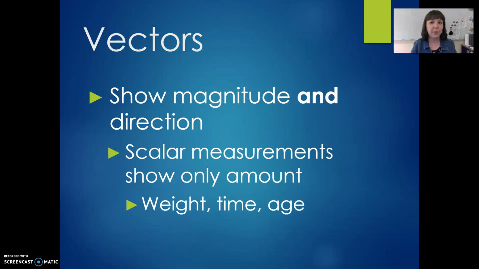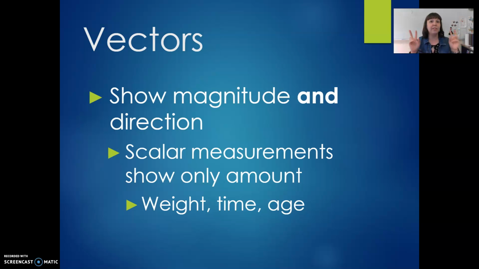So these vectors that we talked about, they can show the magnitude and the direction. Now, magnitude is just a fancy word for amount. They can show the amount of travel that we have, and they can show us the direction, how far we went. Now, the other type of measurements, the opposite of vectors, are what we call scalar measurements. They only show you an amount.